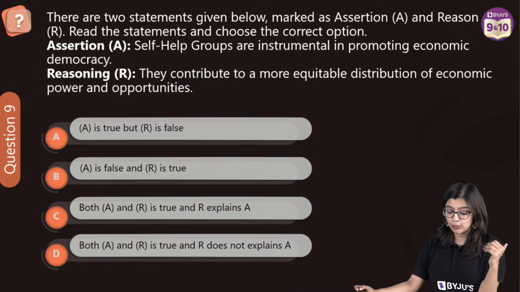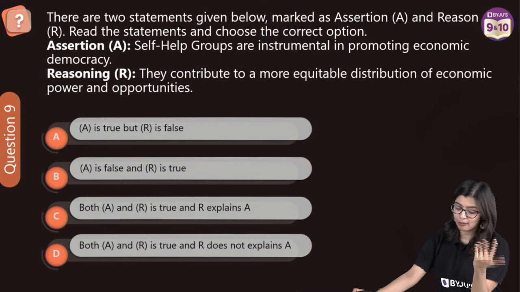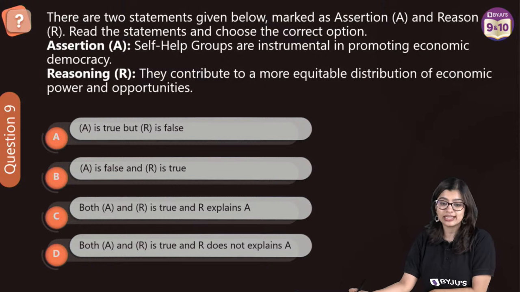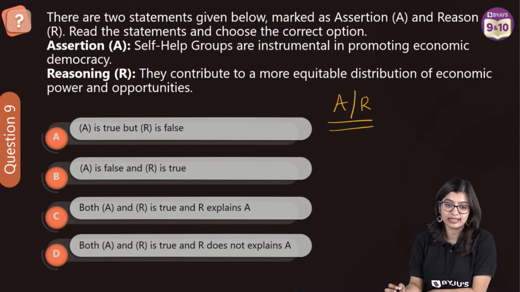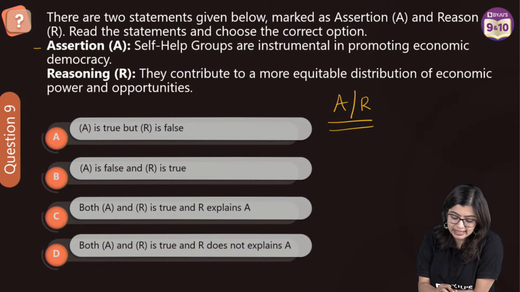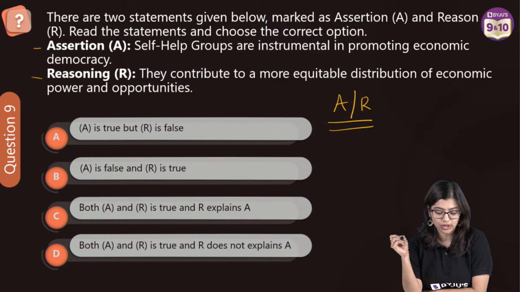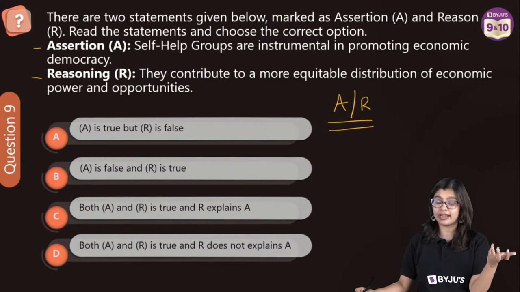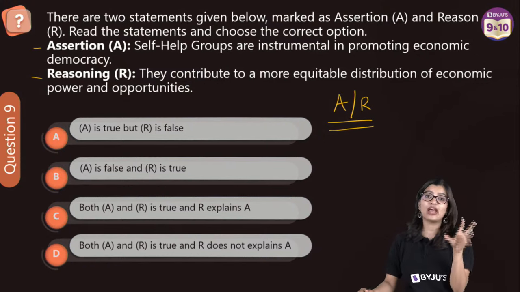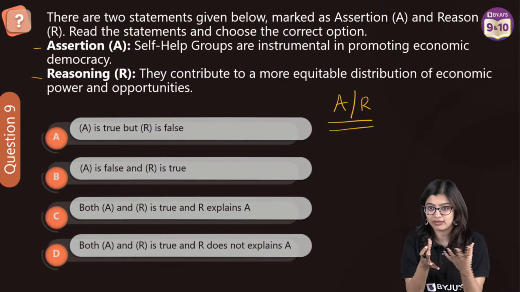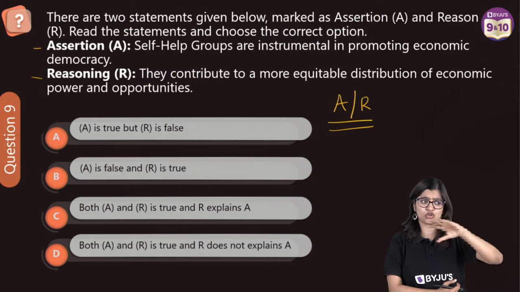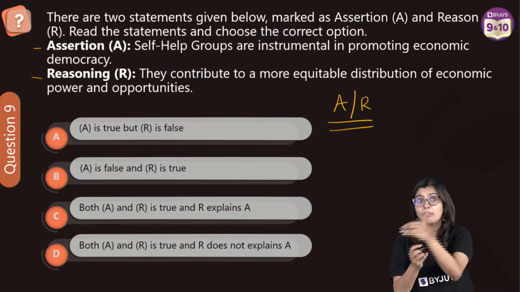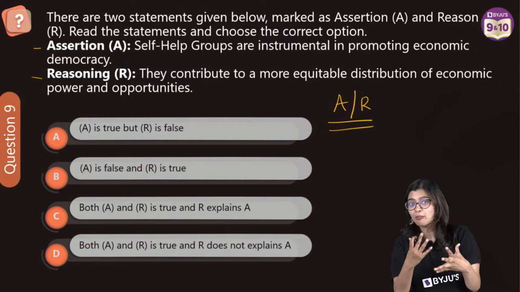Assertion: Self-help groups are instrumental in promoting economic democracy. Reason: They contribute to more equitable distribution of economic power and opportunities. So in this case, what would be the answer? Now, I always tell you that for assertion and reason, what is our technique? Technique number 1 is to look at them as individual statements and identify if they are true or false. Self-help groups are instrumental in promoting economic democracy. Yes, they are. And remember, I always tell you, self-help groups include mainly women, right? And especially in areas where, let's say, people are not able to have proper formal sources, self-help groups become very important, right?